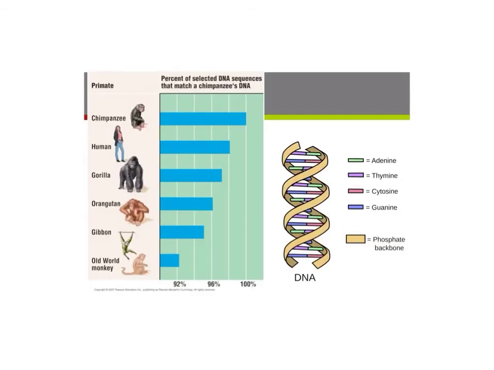This data shows us the percent of selected DNA sequences that match up with a chimpanzee's DNA. We can tell that chimpanzee's DNA matches up 100% with its own DNA. That's a no-brainer. But if we were to analyze our DNA, it matches almost 98% to that of chimpanzees. If we were to take gorillas' DNA, gorillas match up about 97% of the time to chimpanzees. So what does this mean? This means that chimpanzees and humans are more related to each other than they are to gorillas.